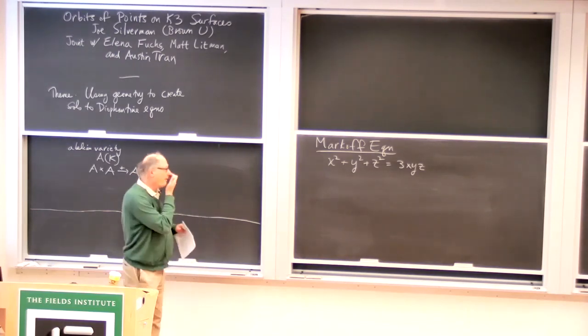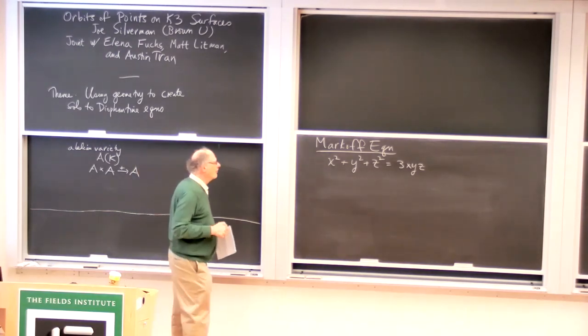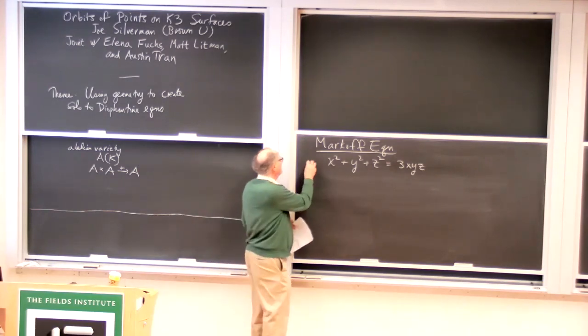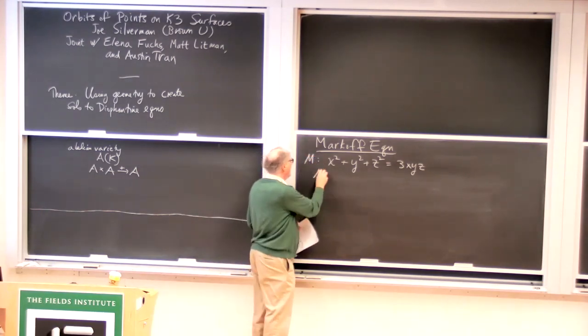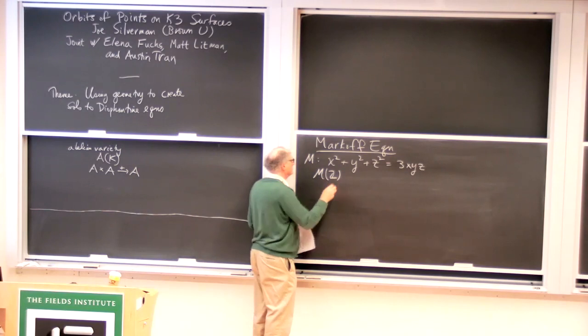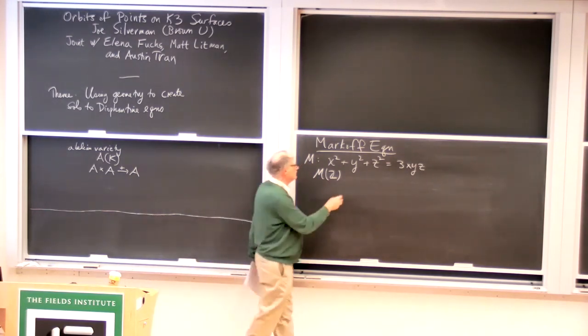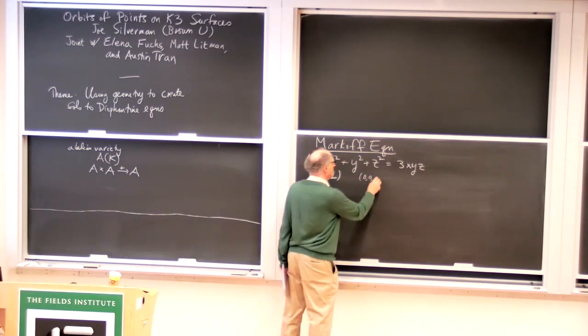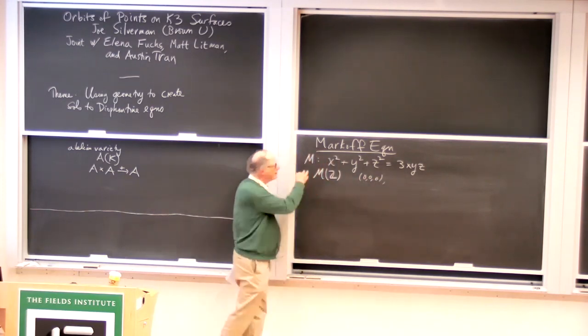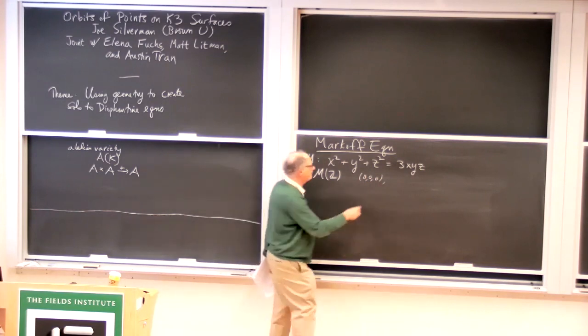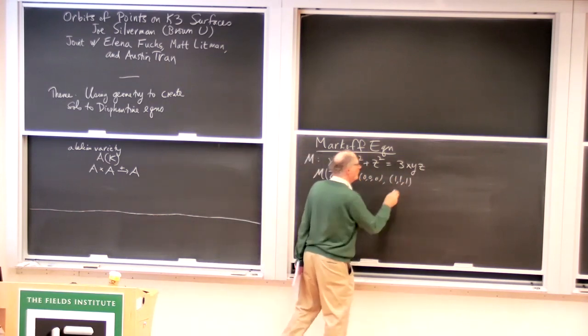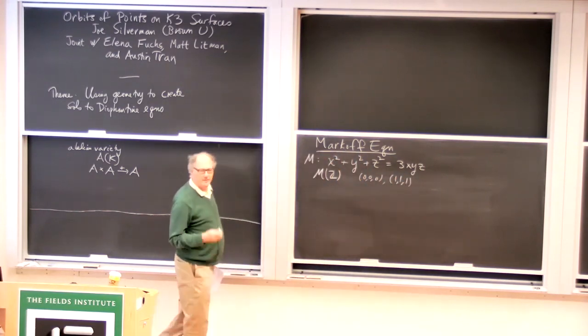Anyway, I'm going to completely ignore the origins and just say this is a Diophantine equation, and we're interested in the solutions in integers. There are a couple of obvious solutions: 0, 0, 0, which is a singular point on the surface, and 1, 1, 1 obviously is a solution.